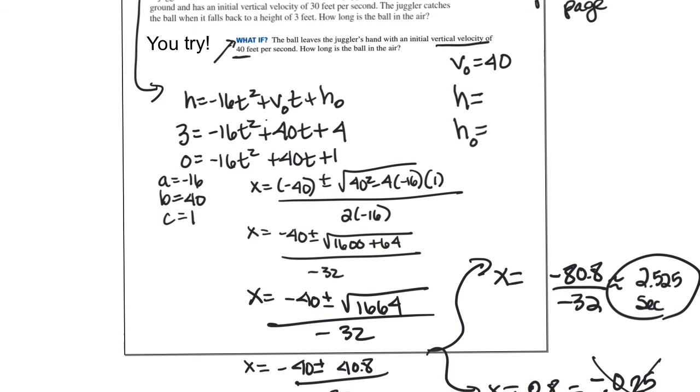So there you go, guys. I've worked it out for you. And like on the previous page, the answer here is about 2.525 seconds, because the negative seconds can't work. Okay, so here, remember, I'll just fill it in. The ending height was 3 from the problem right up above, and the initial height was 4 feet, because that's when it left the juggler's hand. So that's how I got this equation. And then I used the quadratic formula to get me to here. And that's it.